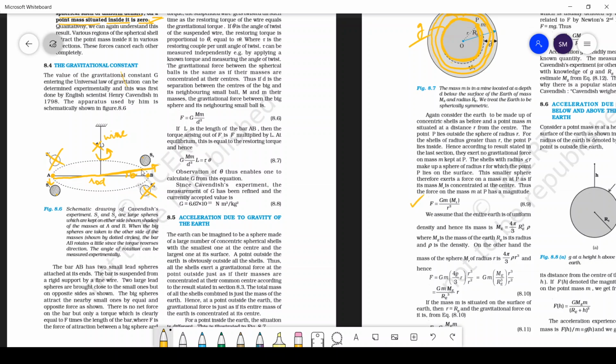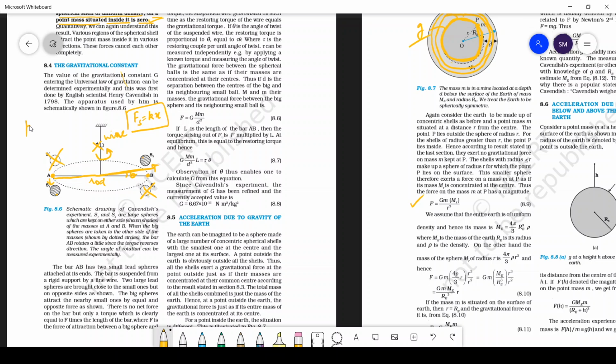And so this wire is twisted, right? So there will be a restoring torque here, which depends on theta. Like we have spring force, whose magnitude is equal to kx.